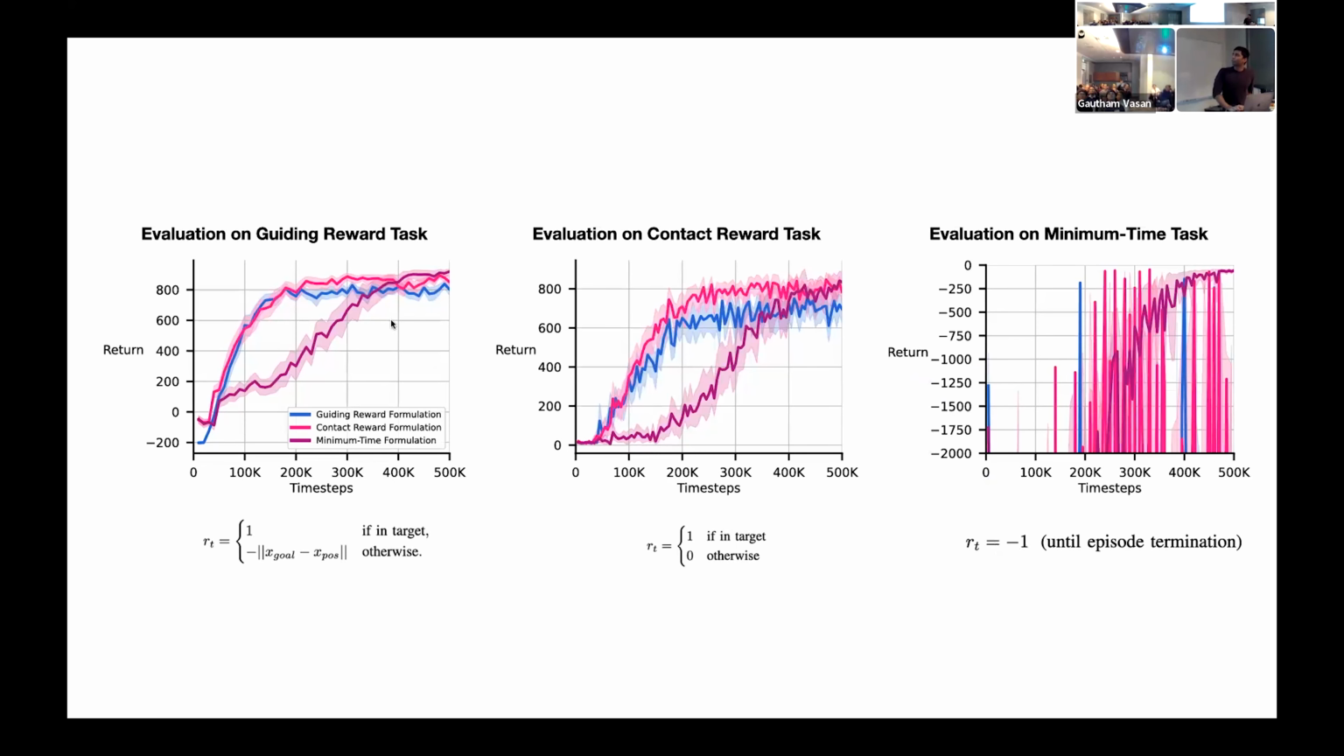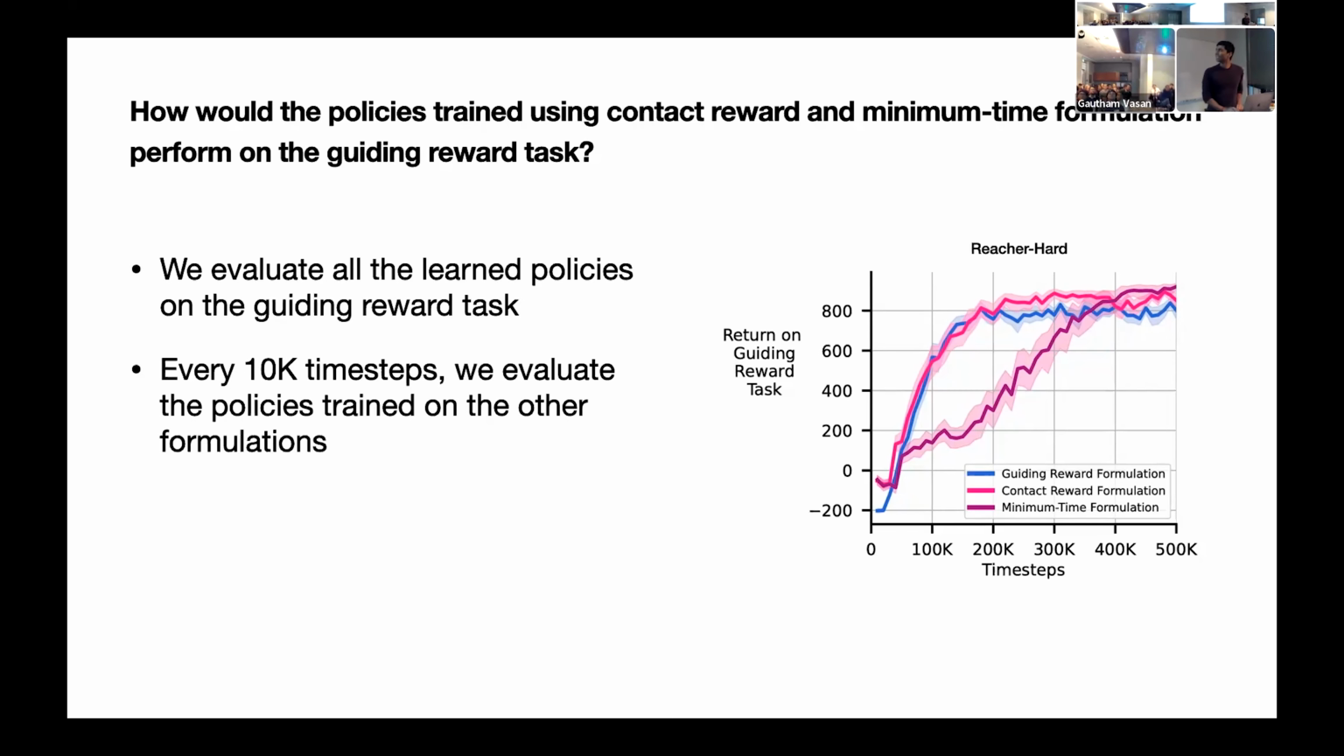So if we do the same sort of evaluation on all three. Sorry, I'm playing devil's advocate, but I'm actually interested. Doesn't this go against what you started quoting from the textbook, when you say we should specify what you want and not how you want? You started this as a motivation. But isn't this going against it, showing that if you specify literally what you want, then you would expect the guiding reward to be the best in the guiding reward formulation.